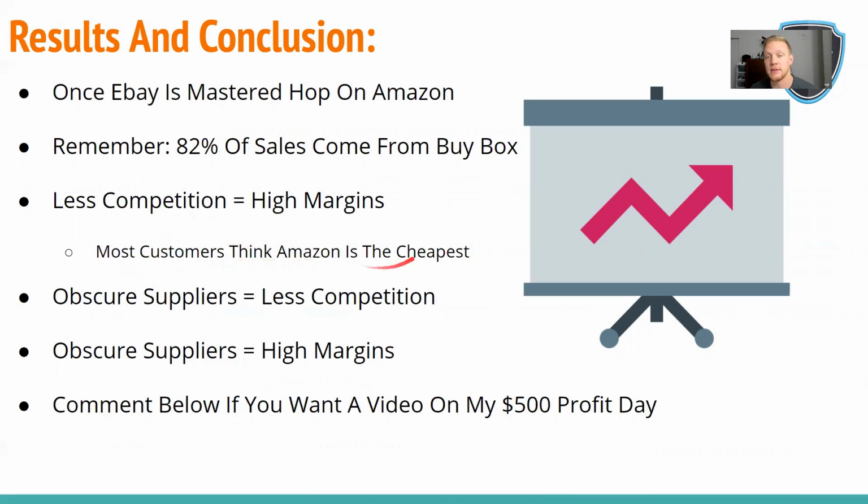Most customers think Amazon is the cheapest. So there you go. As long as there's less competition, there's going to be less people driving it down. You'll most likely have a higher margin, and people will buy it no matter what, because people think that Amazon's the cheapest. Obscure suppliers equals less competition. And if you want to do a little bit of math here, if you cross out less competition over less competition, that means obscure suppliers equals higher margin. So just don't go the normal route.